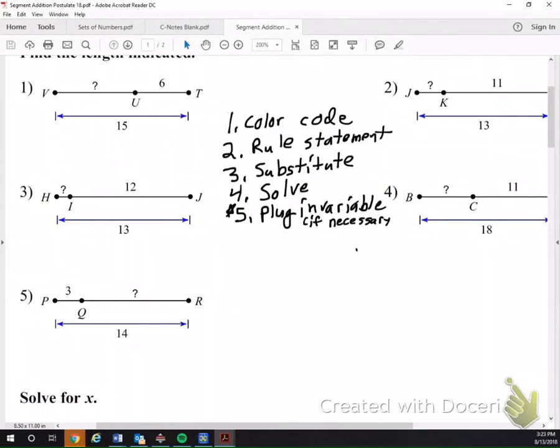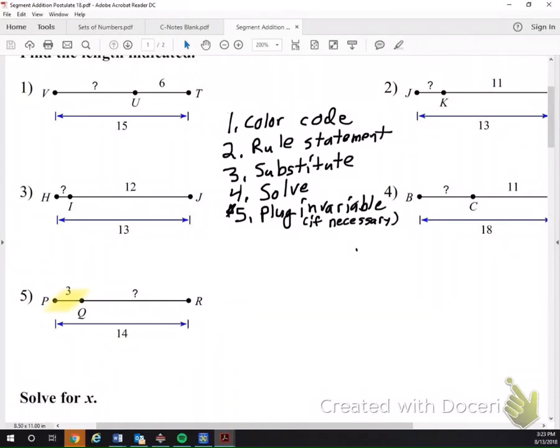Once we have solved for the variable, on the first page, that's fine. That's all we need to do. On the second page, we're then being asked to use that variable, plug it in. So that's why step 5 has a little star next to it, and it says plug in variable. Those are 2 separate words, not invariable, like it doesn't change, but plug in space variable if necessary.